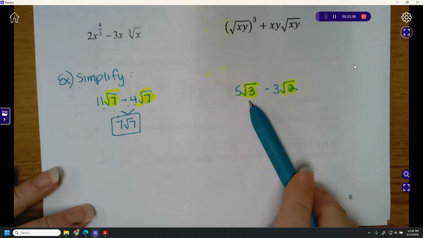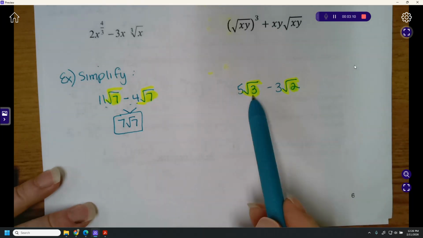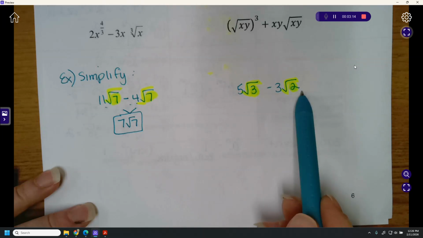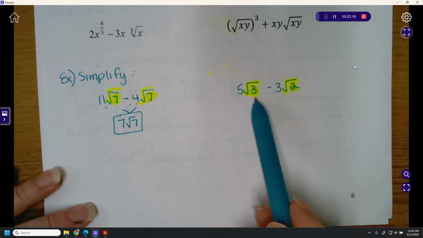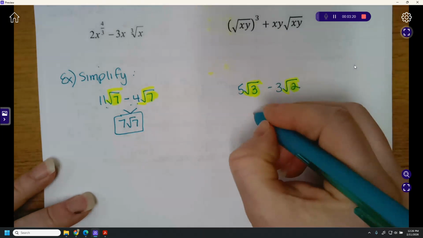You cannot put together 5 root 3 minus 3 root 2. And furthermore, you can't take any square roots out like we did yesterday. You can't take anything out to get them to be the same. So this is simplified.